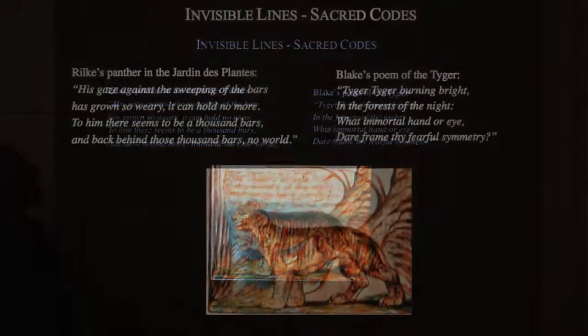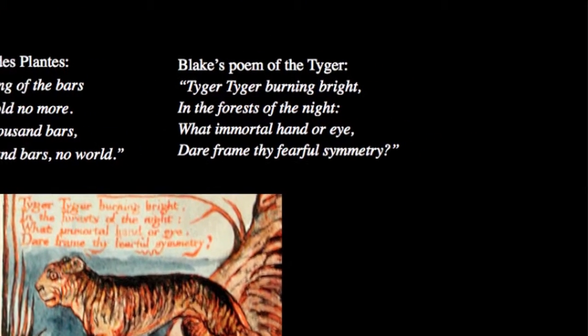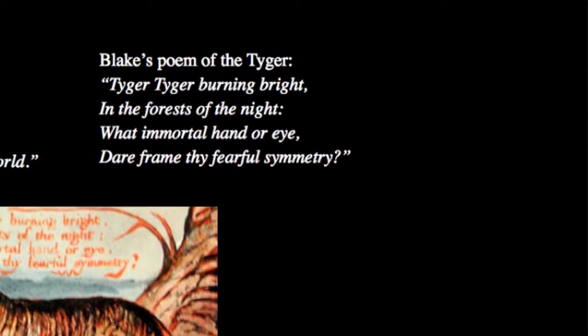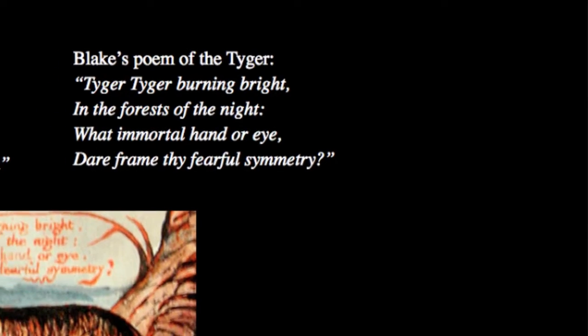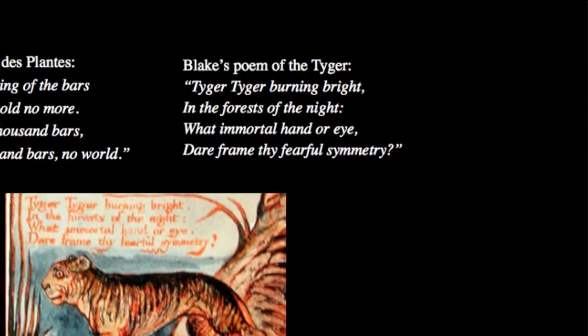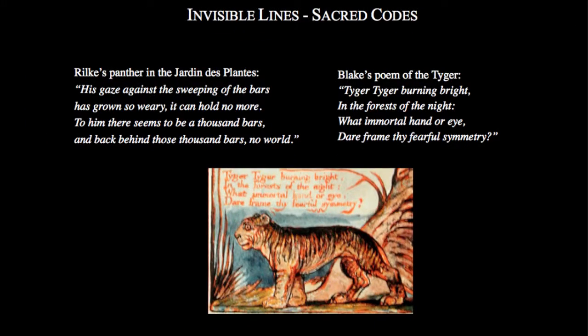And that brings me to Blake's poem about the tiger. So instead of this poor panther caught in its cage, you have Blake's tiger burning bright in the forests of the night. "What immortal hand or eye could dare frame thy fearful symmetry?" That's how you should be thinking of armature, I believe, as something playful, as something to engage your imagination.